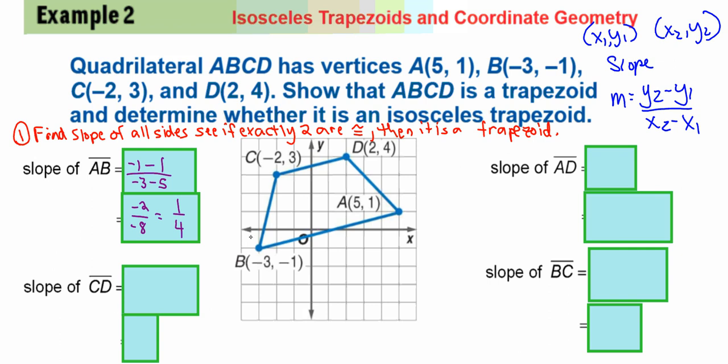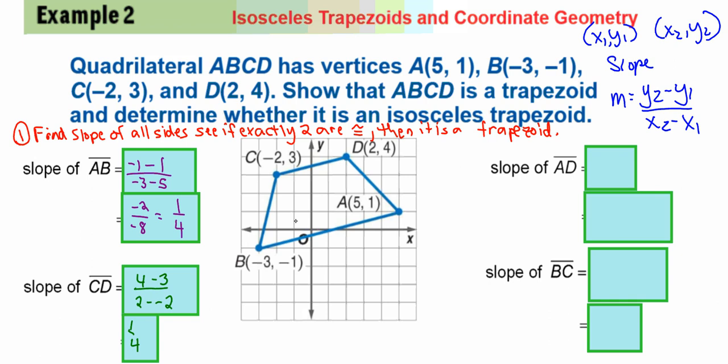For CD, x1, y1, and x2, y2. And so that is going to be 4 minus 3 over 2 minus negative 2, which is 4 minus 3 is 1, 2 minus negative 2 is 4. So those two are parallel, so that's one thing that we want to recognize. If both pairs of opposite sides are parallel, then it might be a parallelogram, and we want to see if it's a trapezoid or show that it's a trapezoid.